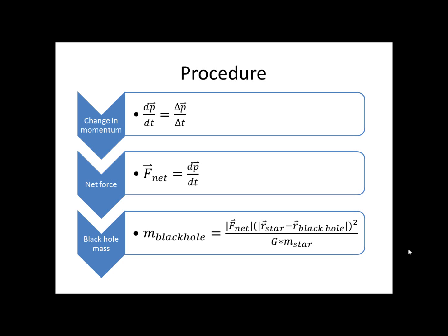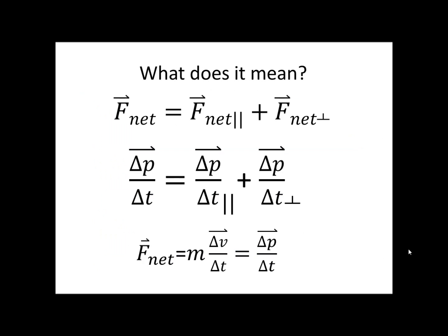For G, I used the gravitational constant, 6.67 meters cubed over kilograms times seconds squared. And lastly, I plugged in the mass of the star as 5.3139 times 10 to the 27th kilograms. This gave me a mass for each time step. I then computed the final mass of the black hole to be the average of the masses for each time step. I found the mass of the black hole, as I said before, to be about 4.8 times 10 to the 31st kilograms.